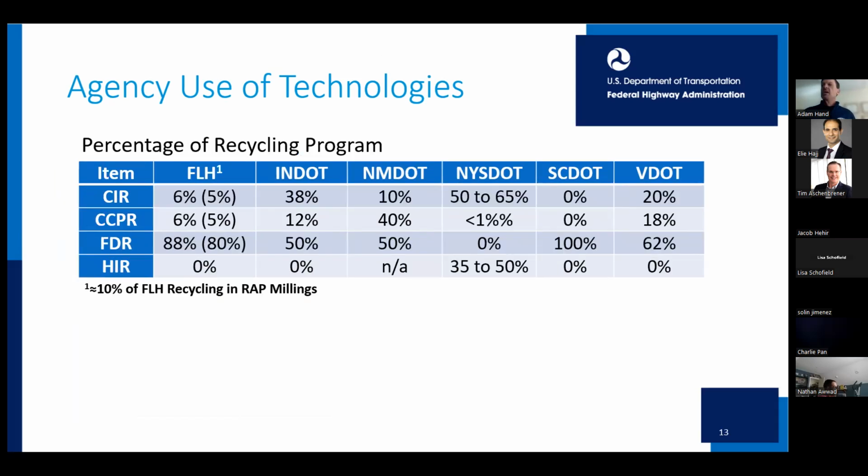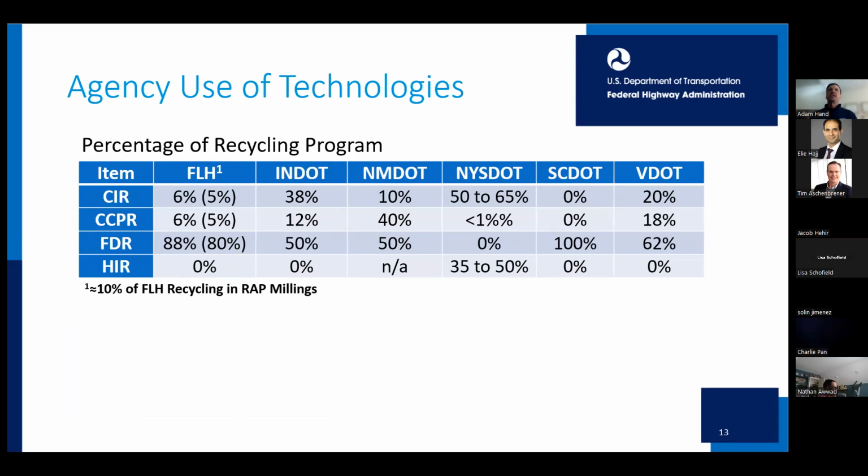Now, this slide shows the percentage of the recycling program that is cold in place recycling, CCPR, FDR, and hot in place recycling. And I'm going to skip Federal Lands for a minute and just work our way over to the right.